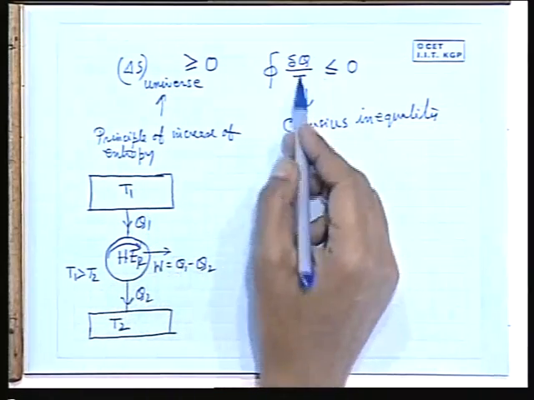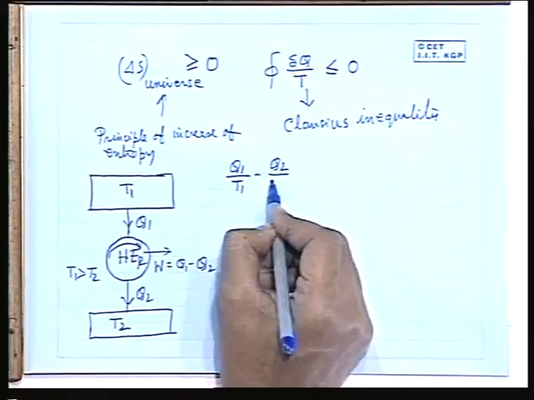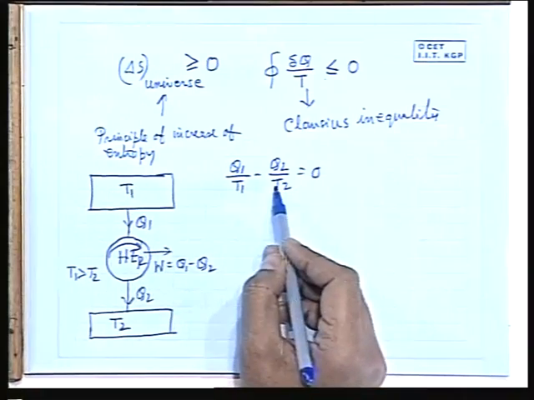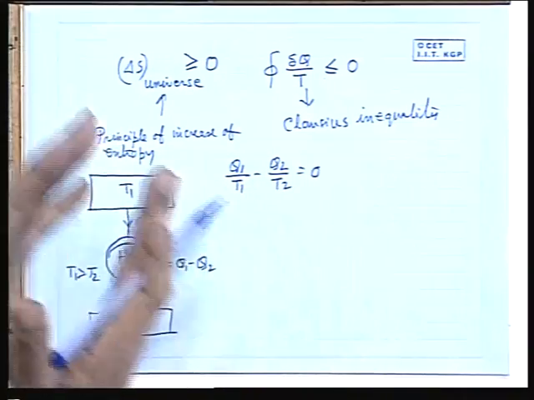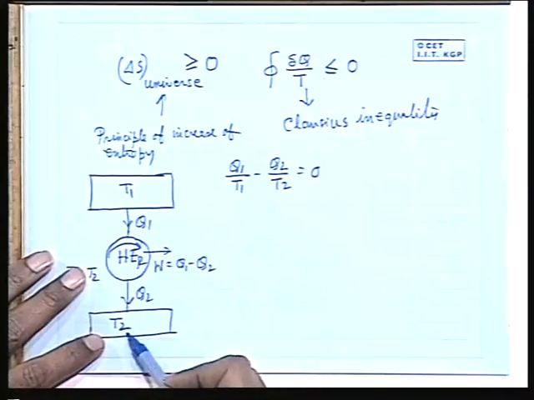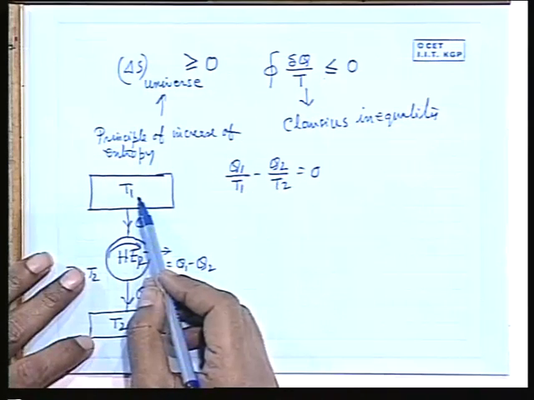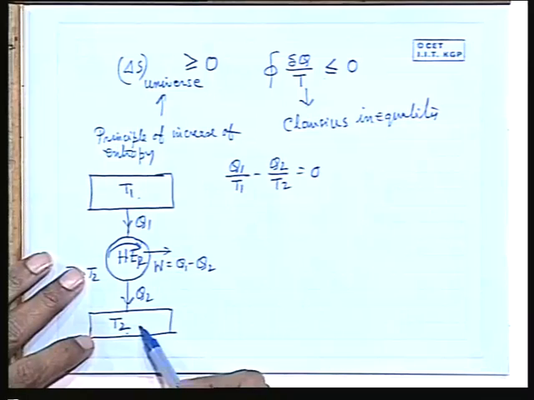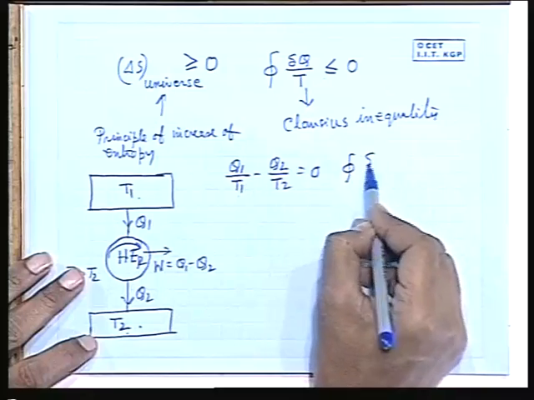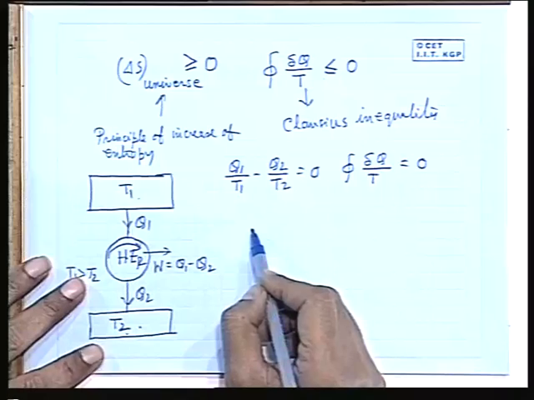Now we know that by the Clausius inequality, Q1 by T1 minus Q2 by T2 is 0. The Clausius inequality is a straightforward consequence of the definition of the absolute thermodynamic temperature scale. That means we know the definition of the absolute thermodynamic temperature scale is Q1 by Q2 equals T1 by T2. So if you represent the temperature of the thermal reservoirs in the absolute thermodynamic temperature scale, then Q1 by T1 minus Q2 by T2 is equal to 0, which is nothing but the cyclic integral of del Q by T. For a reversible engine it is 0.